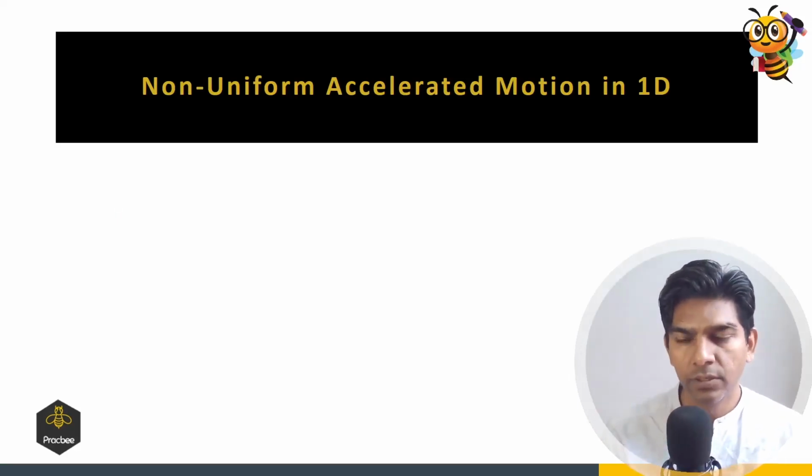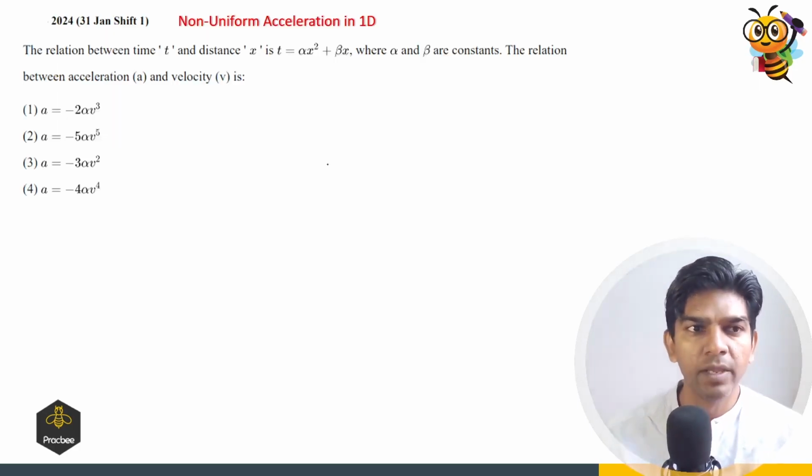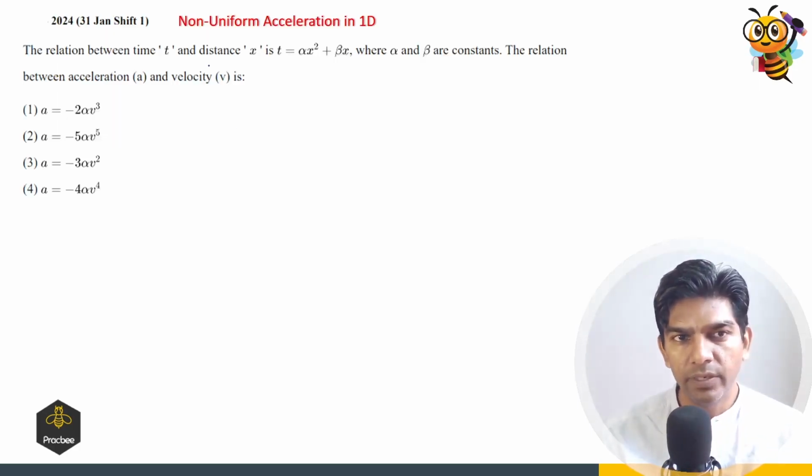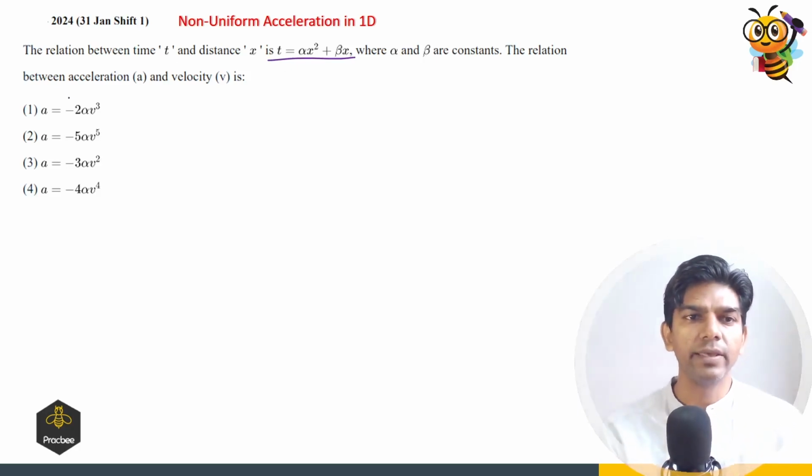Now let us see the next block where I'm going to study non-uniform accelerated motion in 1D. Let us see the question based on that. The relation between time t and the distance x is t equals alpha x square plus beta x, where alpha and beta are constants. So this equation is given. The relation between acceleration and velocity.